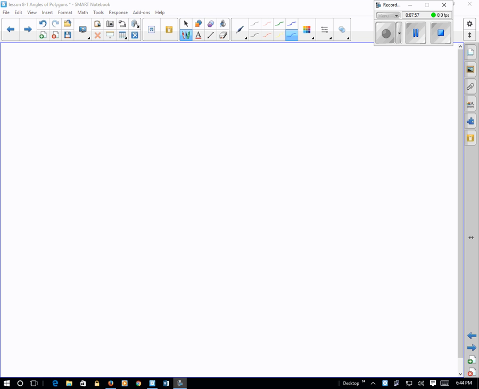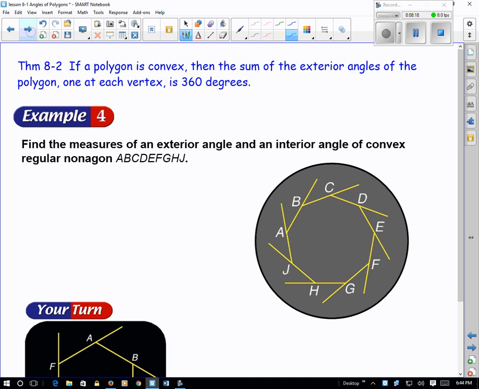Recall that when we talked about triangles and exterior angles, we found an exterior angle of a triangle by extending one of the sides of the triangle. And that angle adjacent to an interior angle is what we call the exterior angle. We're going to have that same concept here with polygons, and we want to look at how those exterior angles are related. So if we have a convex polygon, the sum of the exterior angles of the polygon, one at each vertex, is always 360.